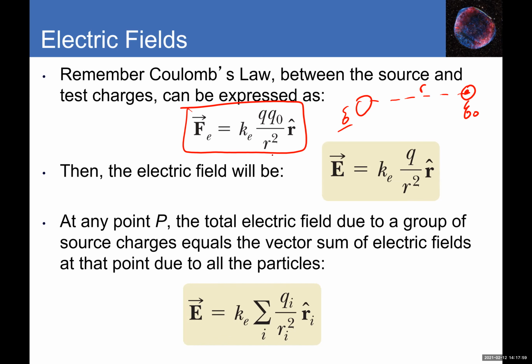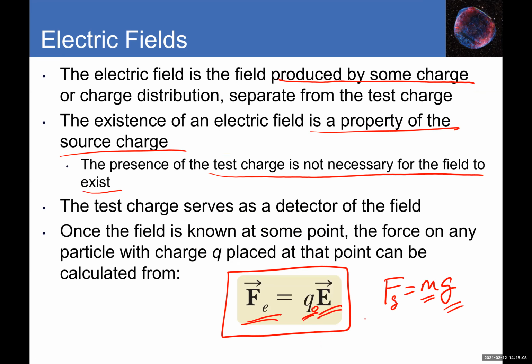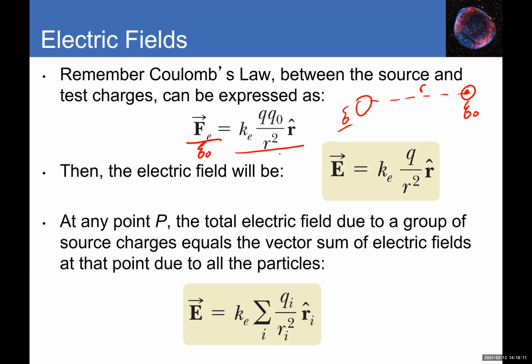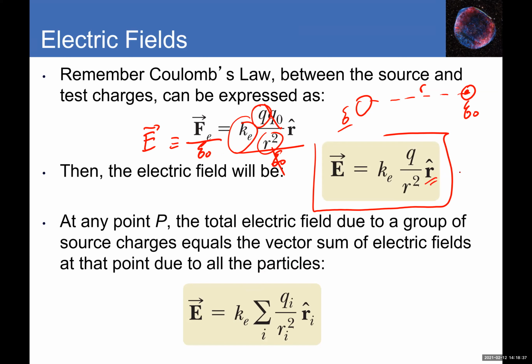Then if I take that force and divide it by the test charge, like this equation suggests, the information about the test charge completely cancels out. That's why the electric field has nothing to do with the test charge. It's force per unit test charge. The force has information about the test charge, then you divide by the test charge, and Q naught cancels out. Then you have the equation KQ over R squared times the unit vector R hat, and this is the equation for the electric field.